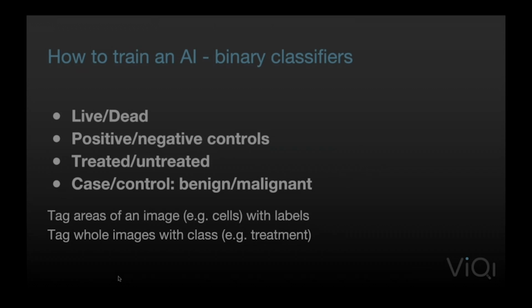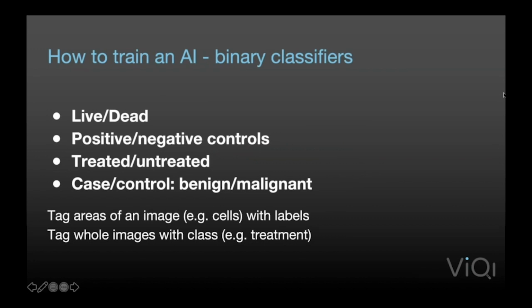Hi, everyone. This is an example of how you would train a very simple AI, which is a binary classifier. And there's a lot of examples of binary classification problems. So we kind of put it in the title, the live dead assay is a very common assay to do in cell biology or just biology in general with imaging. But you can generalize that.